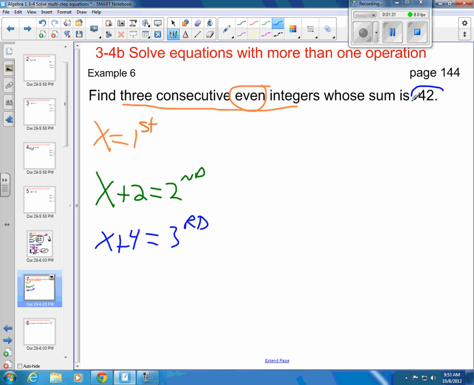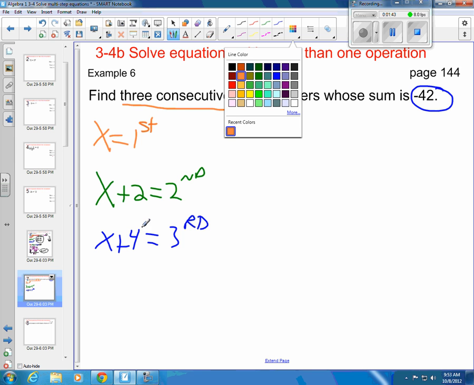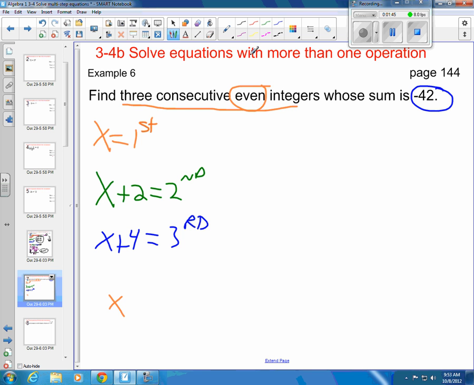And I want the sum to be negative 42. It's got a little twist here. We've got a negative sign. So I'm going to have to add these 3 together and end up with a negative 42. So let me grab my first one. That's going to be x. And then I'm going to add, because it says the sum, my second one, which is going to be x plus 2. And then I'm going to add my third number in there. And that's going to be x plus 4. And that's all going to be equal to a negative 42.